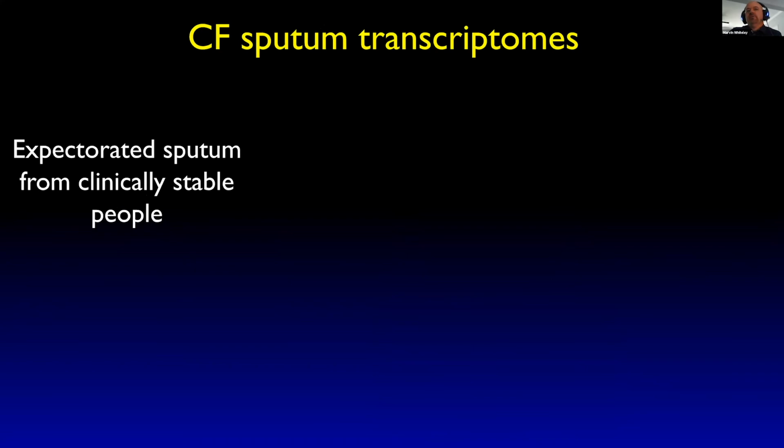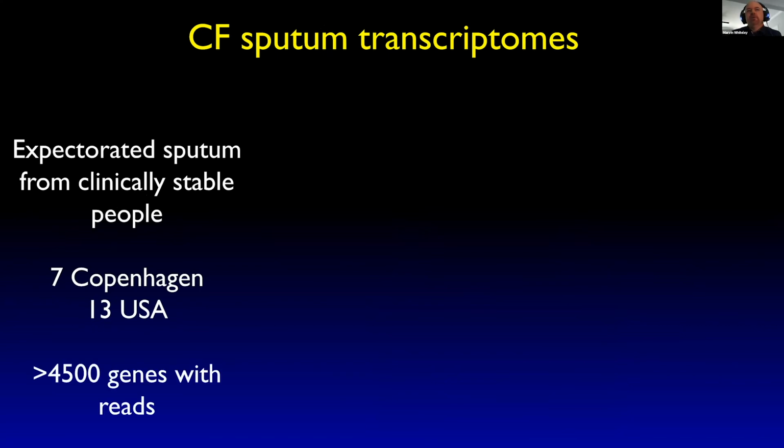So again, the first thing we needed was some more transcriptomes from humans. So we went out and got expectorated sputum from clinically stable people. We took 7 from Copenhagen with Thomas Bjornskjold. He and I have an ongoing long-time collaboration. We did 13 from the US. We just wanted to have a couple of clinics, so we weren't clinic specific.